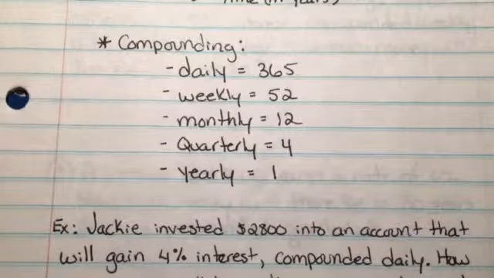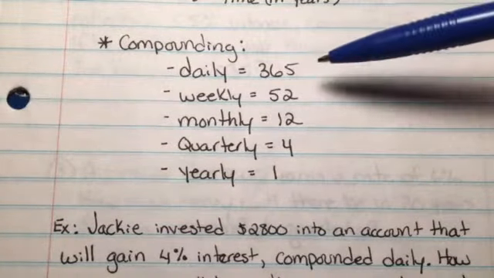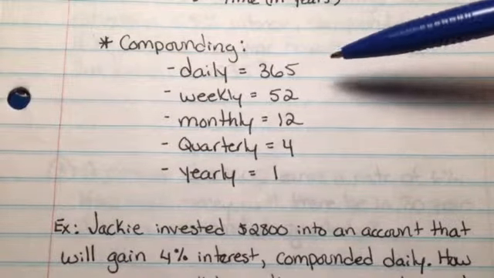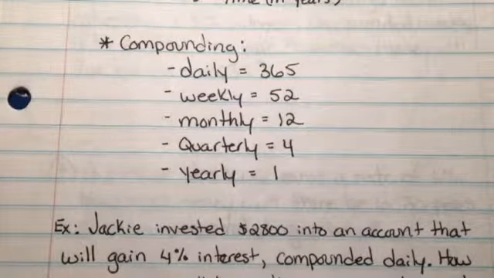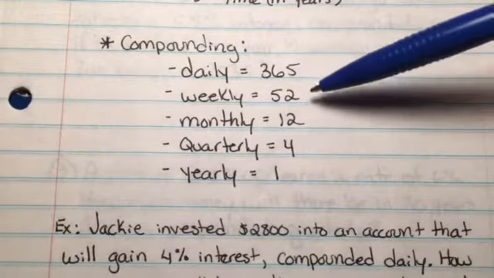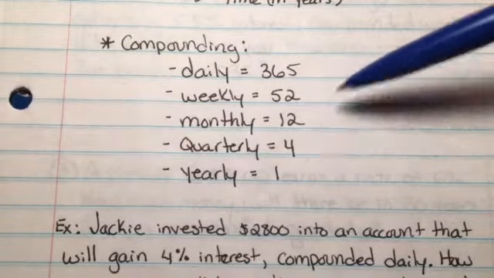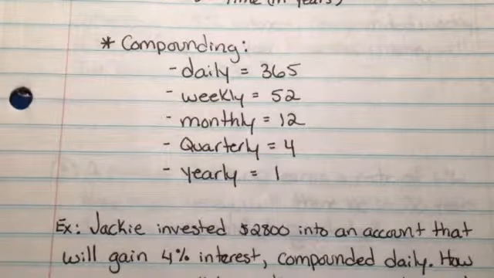As far as compounding, when something's compounded daily, that's 365. That's the number that you're going to use. Compounded daily. There's 365 days in a year. So that's why we're using 365 for that. 52 weeks in a year, 12 months, 4 quarters, and of course, yearly, just 1.